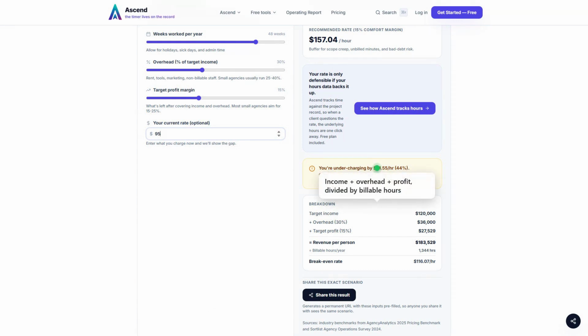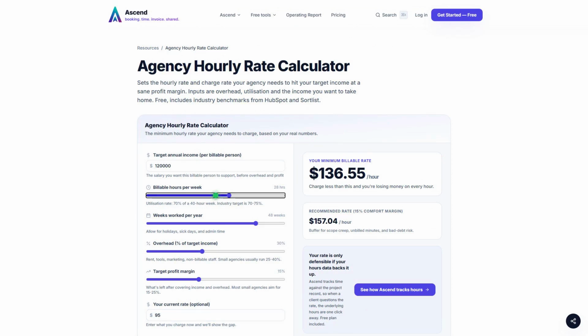The breakdown shows the whole calculation. Target income plus overhead plus profit divided by billable hours. Nothing hidden. This is the number you can hold the line on when a client pushes back on price.